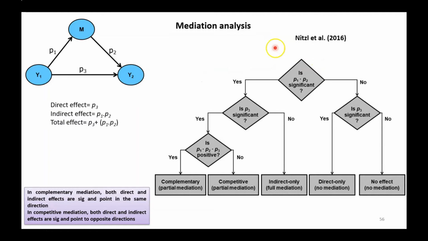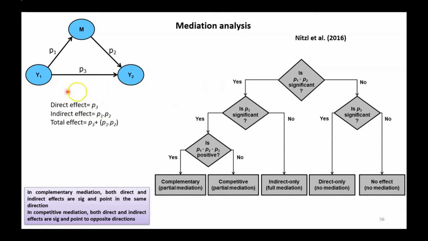This is based on the work of Nitzl et al. 2016, and in this diagram you can see how we can determine the type of the mediating effect. As you can see, we have 3 variables in this simple mediation model. We have y1 as the predictor variable, y2 as the outcome variable, and m as the mediating variable. The direct effect of y1 on m will be p1, the direct effect of m on y2 will be p2, and the direct effect of y1 on y2 will be p3.